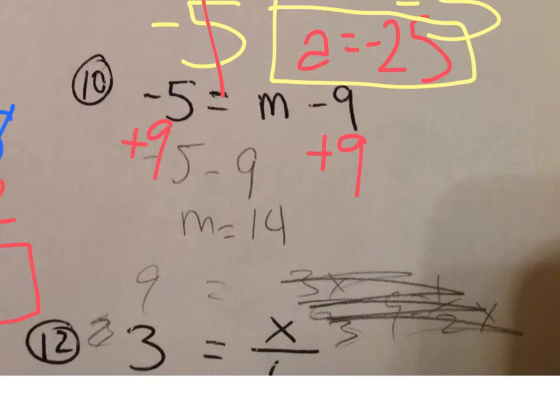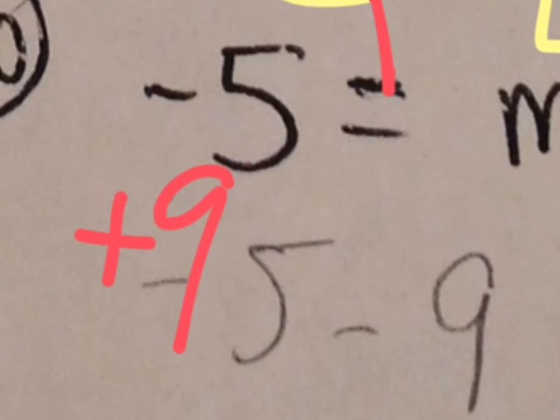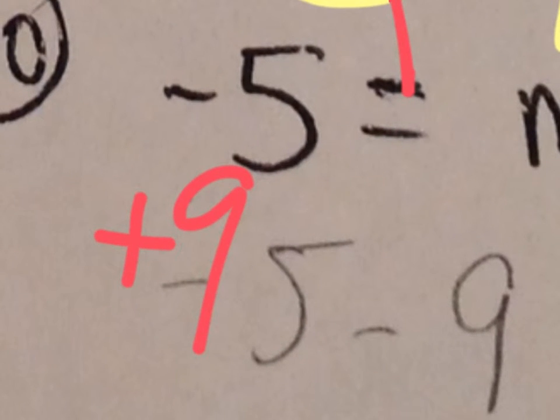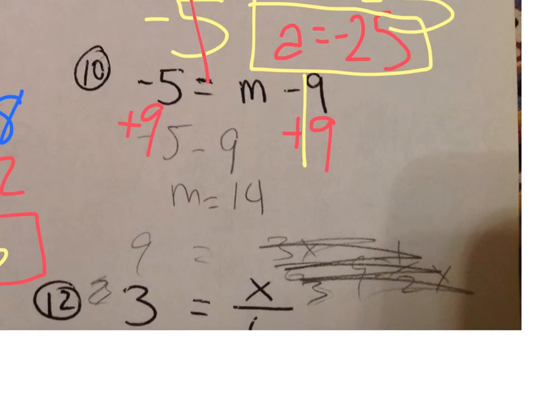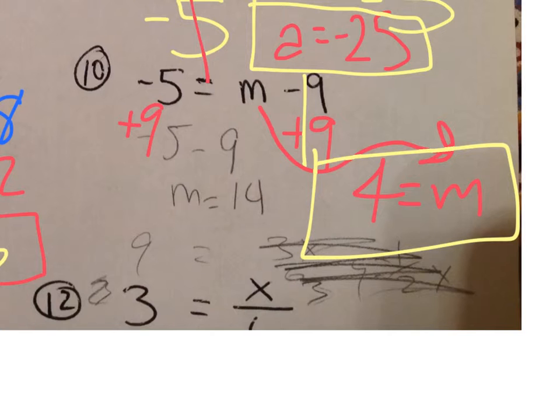And when we do that, the 9's cancel out, and we're left with negative 5, right? Negative 5 plus 9 on the left side. So the answer to that is going to be positive 4. So all we're left with is this. I'll bring this over here. It's m equals 4. Great.